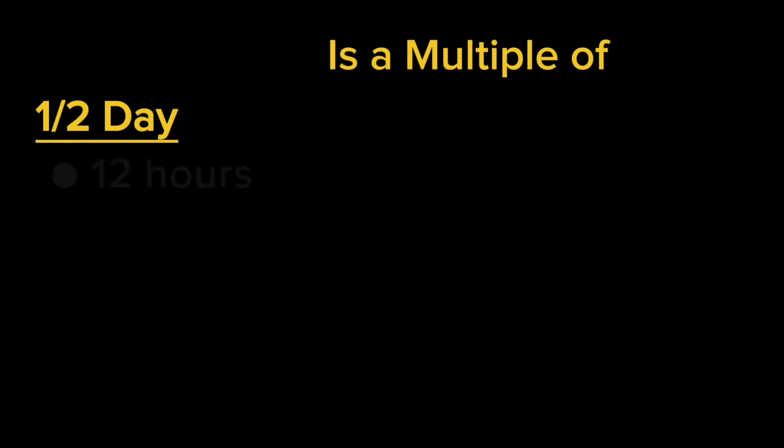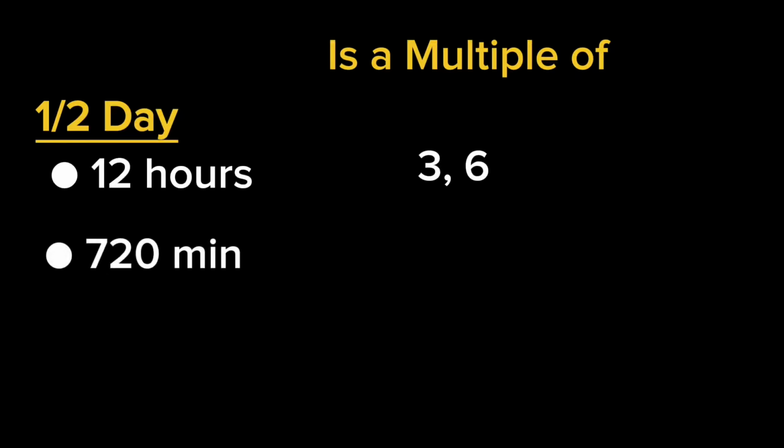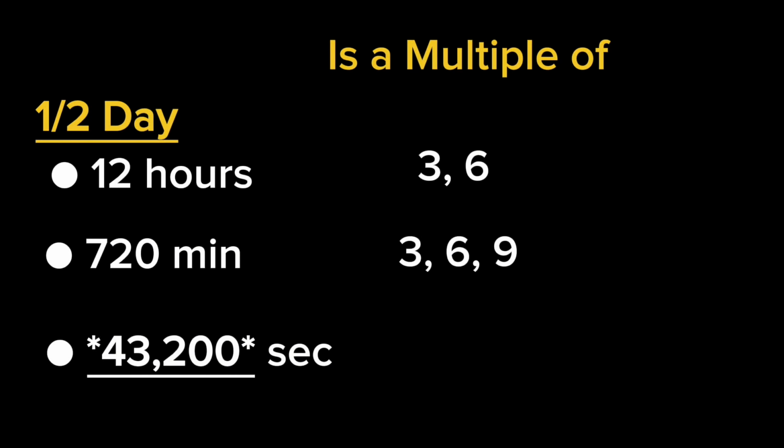In half a day, there are 12 hours. 12 is a multiple of 3 and 6. There's 720 minutes in half a day, which is a multiple of 3, 6, and 9. There's 43,200 seconds in half a day, which is also a multiple of 3, 6, and 9. Now keep this number 43,200 in your mind, as it will come up in some strange places later on.